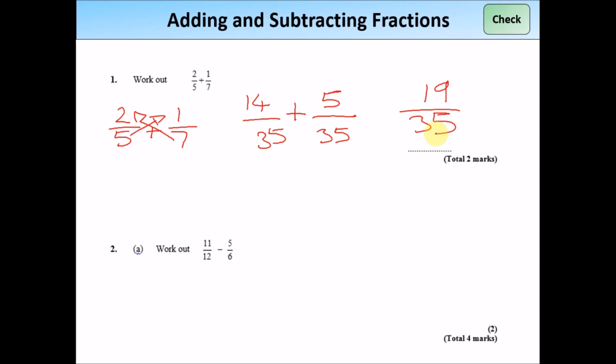Have a look if you can simplify that one. Hint on this one, you can't, but it's always worth double checking because I'll give you an extra mark, okay? So it's an extra free mark just for simplifying things.